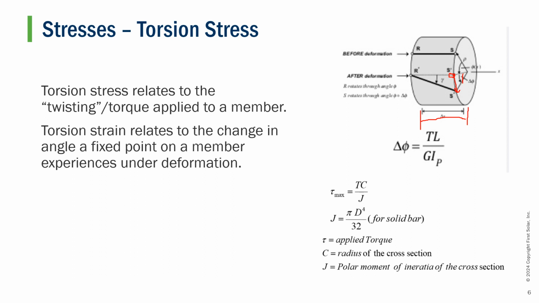And our torsional stress is once again related to our torque applied multiplied by the radius of the cross section. So just simply the radius of the cylinder, if that's what's in question, again divided by the polar moment of inertia, which can be depicted as pi d to the 4th over 32 for a solid bar.